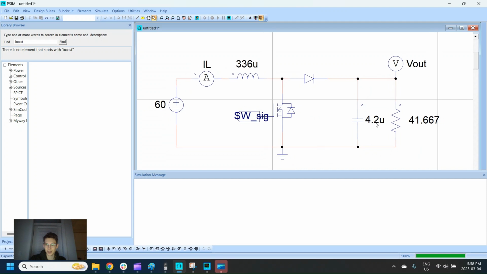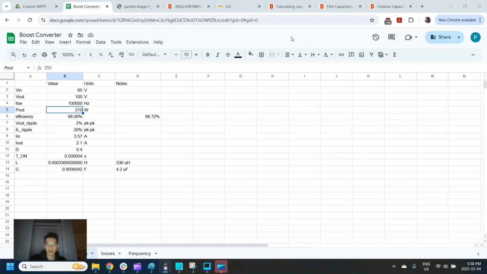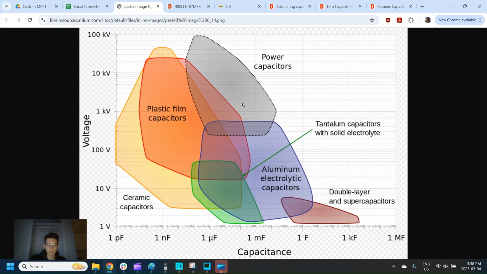But these are all ideal values, and so we'll talk about the component selection now in more detail, starting with the capacitor. So the capacitor is 4.2 microfarads. How do we select a capacitor type? There's all these different types of capacitors. The general thing you can do is just use some sort of table like this.